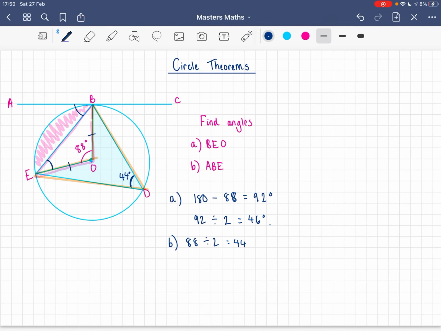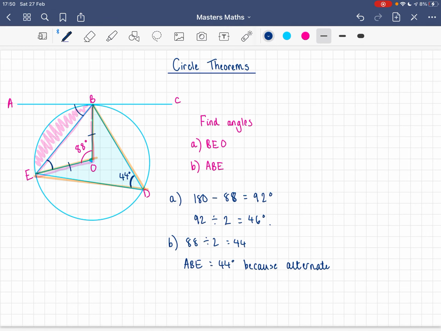That is using angle at the centre is twice the angle at the circumference. That's the rule we've used. And then using alternate segment theorem, this angle BDE is the same size as angle ABE, which is the one that we have been asked to find. So angle ABE is also equal to 44 because of alternate segment theorem.